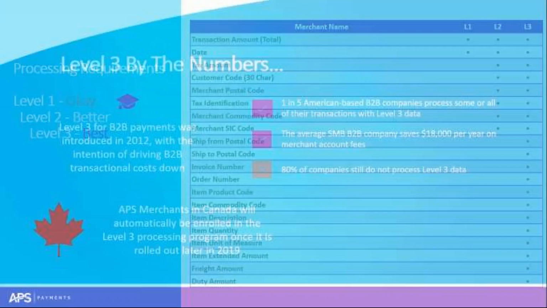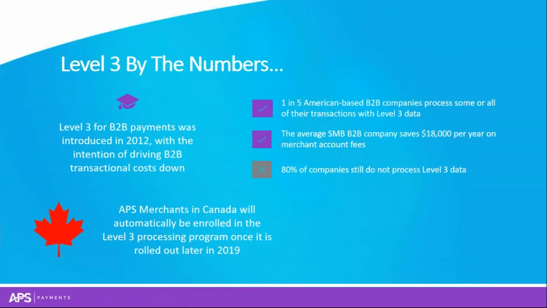Level 3 pricing. I know I mentioned this a little bit before, but what is it? Level 3 puts a value on data. Visa and MasterCard provide hard cost discounts to business merchants who are able to transmit 16 different data points back to them. Level 3 transactions typically cost a merchant 0.5% to 1.5% less than a standard Level 1 transaction.